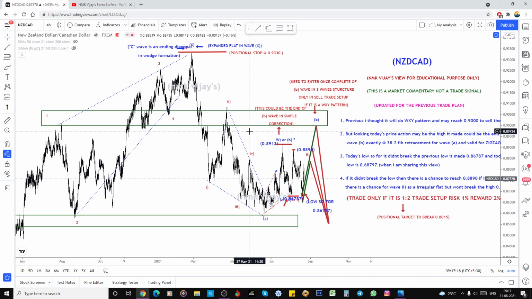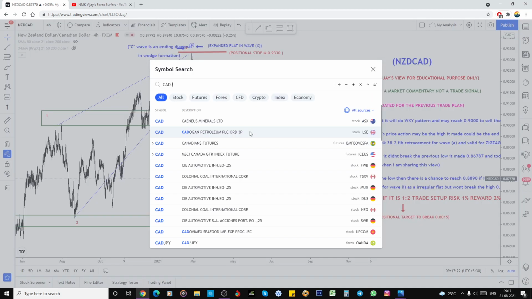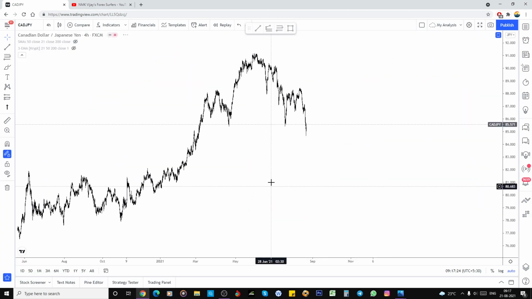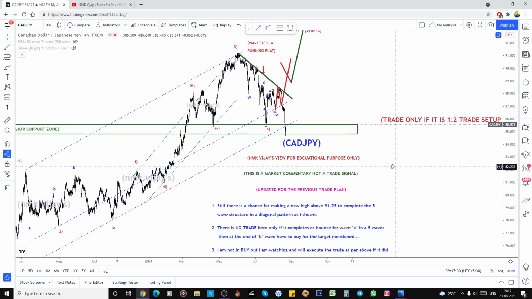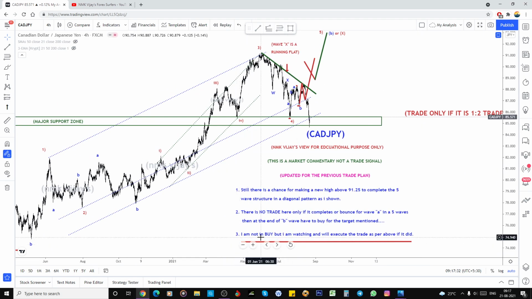Right? So let's move on to CAD/JPY. The same thing. And like that AUD/JPY, right? That is why I showed one of the messages sent to me. I'm not in a buy, but I'm watching and will execute the trade as per the above. If it does like this, I will be on the sell side.